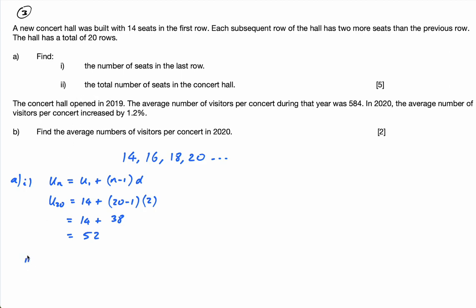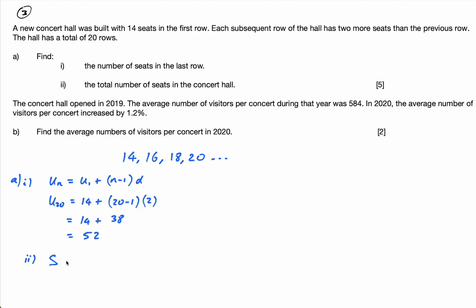Part (ii). It says find the total number of seats in the concert hall, right? So that means, guys, you have to do 14 plus 16 plus 18 plus 20 plus 22 all the way up to 52. Again, if you just write it out and do that in your calculator, it's not a very nice way to do it, but they have to give you the marks for sure.